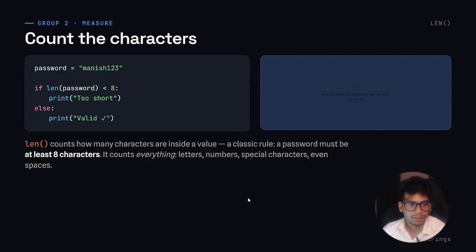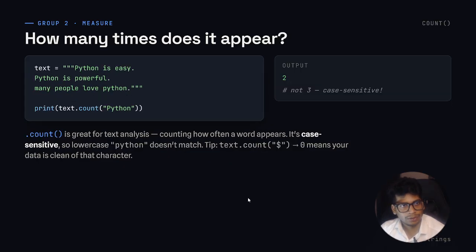So I have explained that the len function is used to count the characters, and it will not even leave a blank space. It will also count blank spaces. Now to the other part: how many times does it appear? This question will be answered by using the count function.